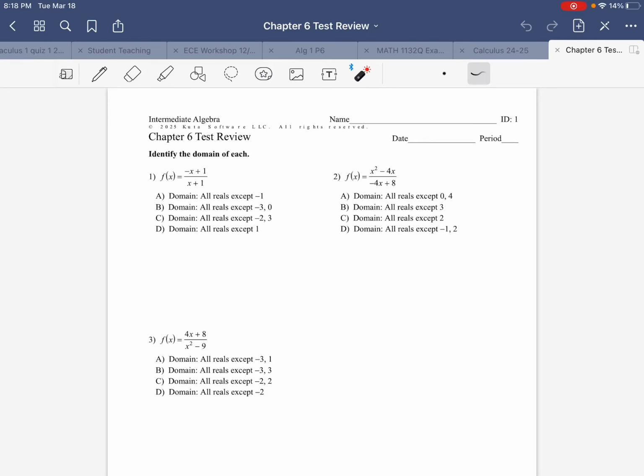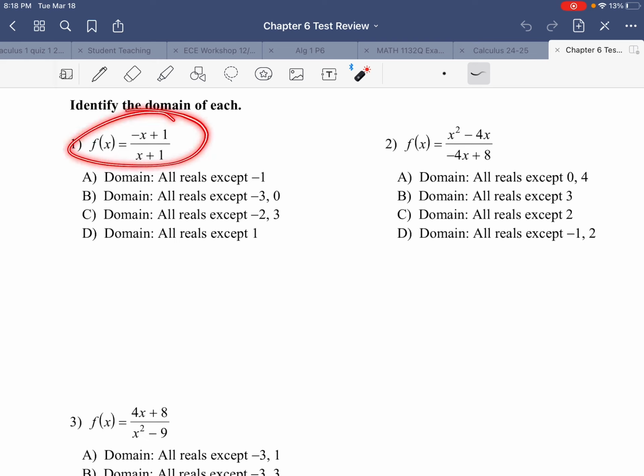This is part 1 of the chapter 6 test review. I'm probably going to go through the first half of the test and then make a second video for part 2. So for numbers 1 through 3, we're trying to identify the domain. For all of these rational expressions, we're trying to look at when the denominator is going to be equal to 0, because that's when the rational expression is going to be undefined.